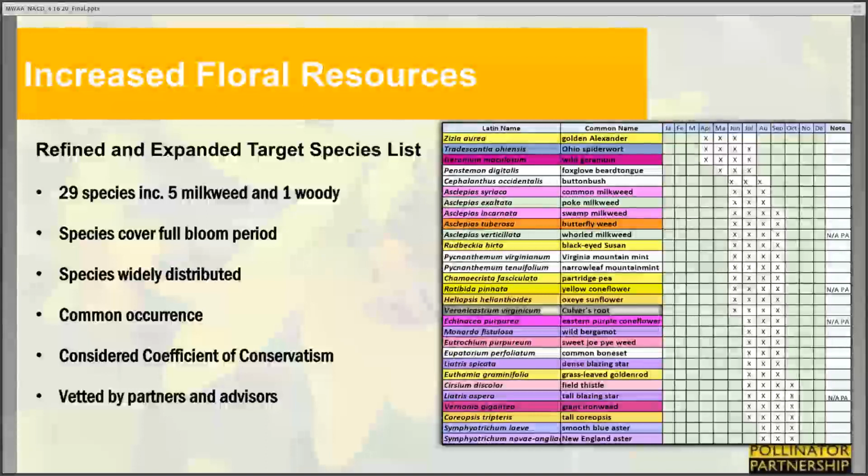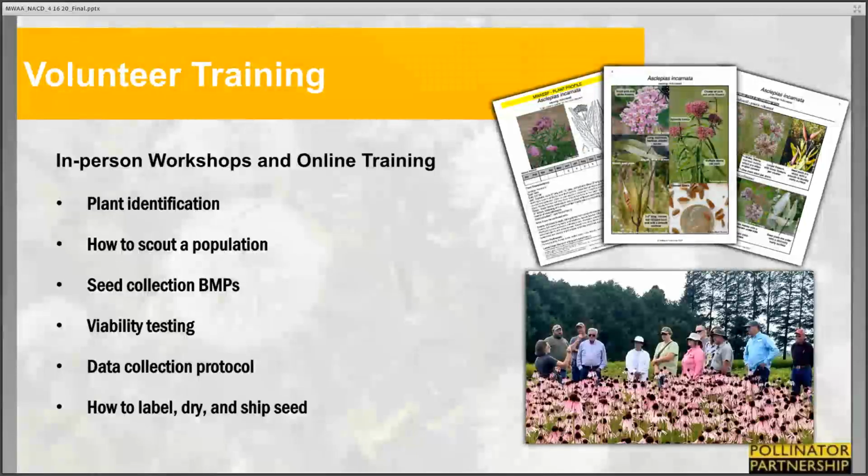When you're creating a target species list, you want to think about some of these key components. Species that cover full bloom periods, so throughout the season as much as possible, having something in bloom. You want species that are widely distributed for seed collection efforts because you want people to be able to find them, and you want them to have robust enough populations that you're not taking away from the population too much, so commonly occurring. You want to consider a coefficient of conservatism. And we also worked with our partners and advisors to rigorously vet this species list to make sure it would work for all the states, which was quite an ambitious task.